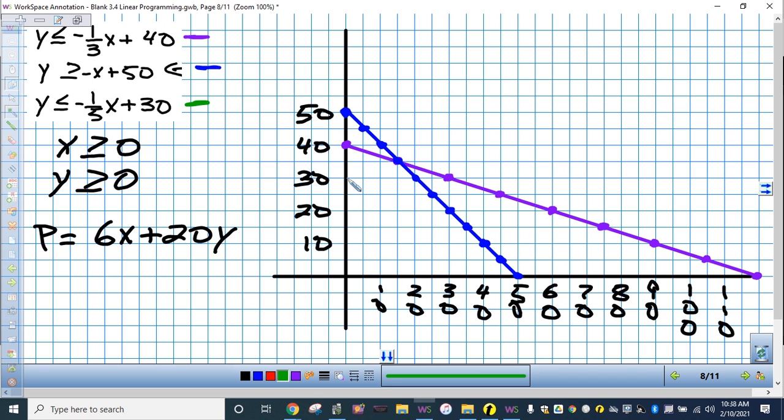Green, we started at 30, down 1, right 5. This one we're not going to be able to get all the way to the x-axis, that's fine. You're going over 5, down 1. Correct.